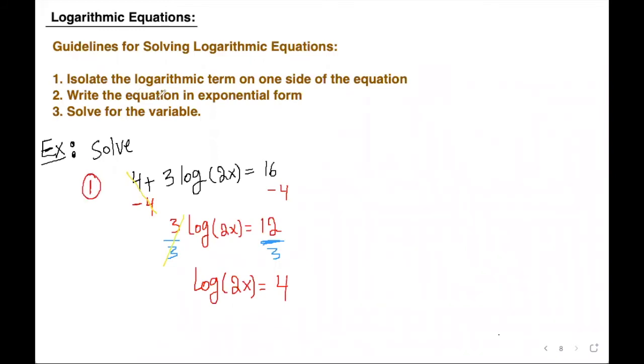Second step, write the equation in exponential form. How can I write this in exponential form? I know the base here is 10. This means 10 to the 4 is equal to 2x. So I remove the logarithm and write it in exponential form: 10 to the 4 is equal to 2x.